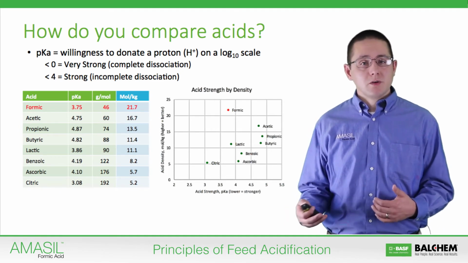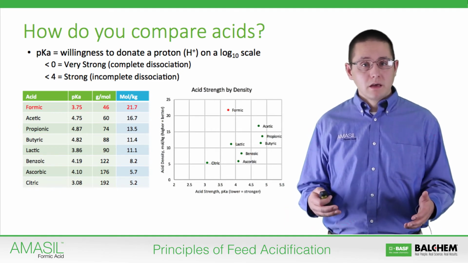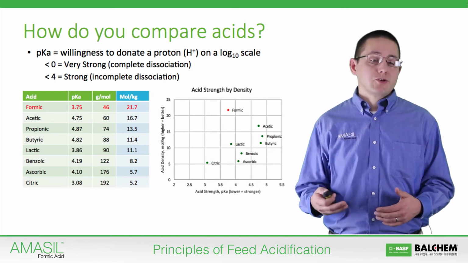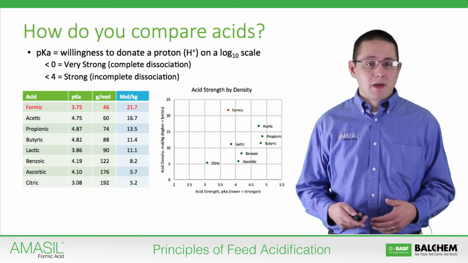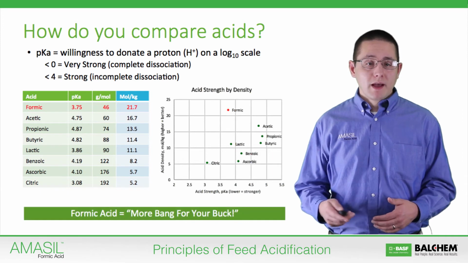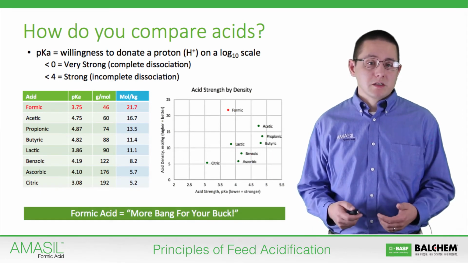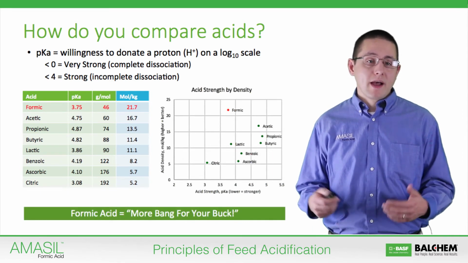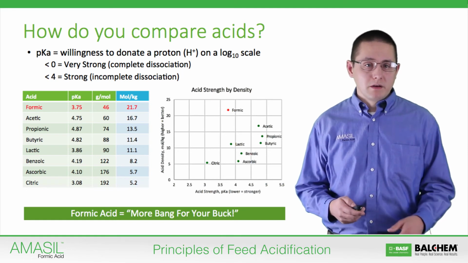The more hydrogen ions you can deliver in a pound of feed, the more effectiveness you're going to get from that acid. And formic acid is going to give you more bang for your buck as a result, because you're getting a lot more acid per space allotment in your diet.